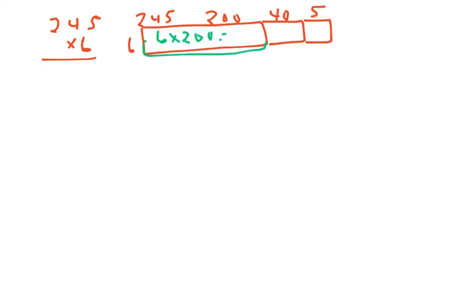245 multiplied by 6. So the area of the first rectangle here, this one, would be 6 times 200. And what we just said, that is 1,200. And we'll write it down like we do with the area of the rectangle, 1,200. 6 times 40 is the next rectangle over here. 6 times 40. Okay? 6 times 4 is 24, and it's tens, so 240.